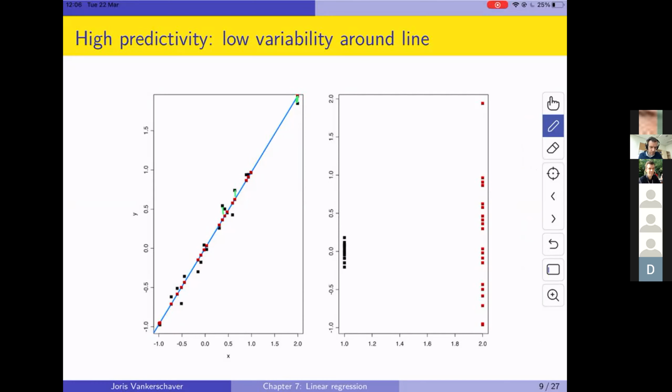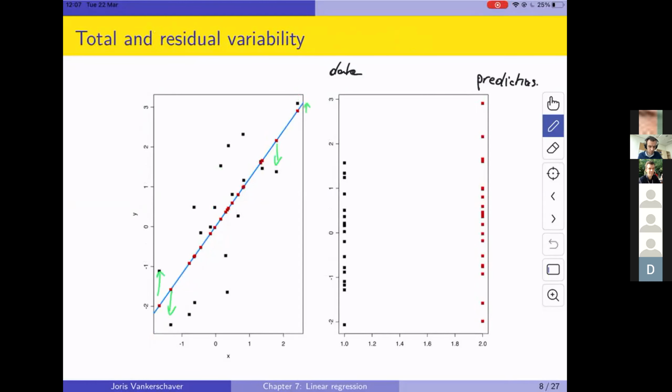And if I look at what that means for my data points, then what I see on the right is high variability in my predictions and low variability around my line. And actually, I think I said one thing wrong here. Let me go back to the plot here.